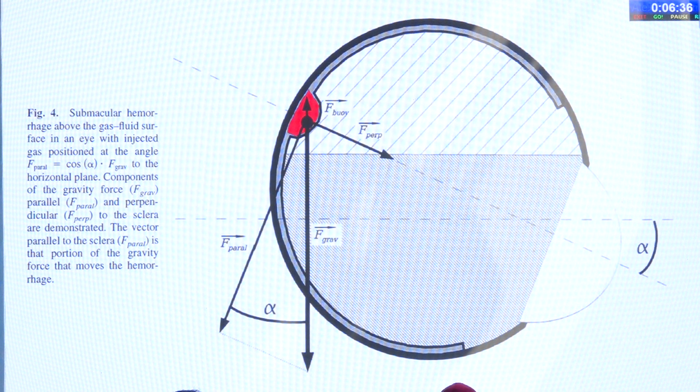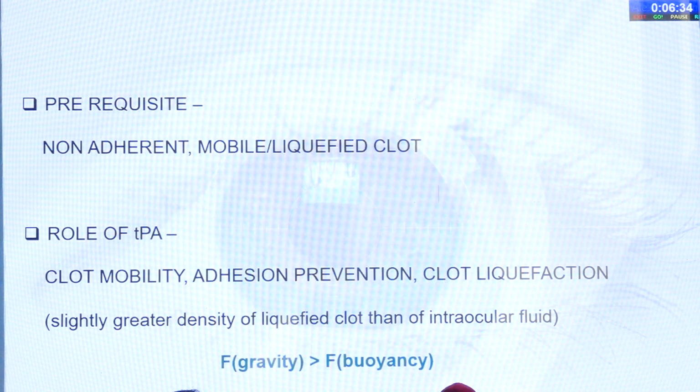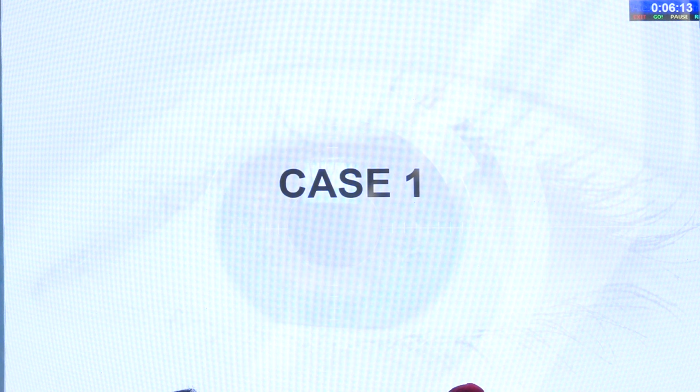Now, the prerequisite for this is a non-adherent and mobile liquefied clot, which is where the tissue plasminogen activator comes into play. It causes the clot to get mobile by liquefaction. There is adhesion prevention, and the liquefied blood has a slightly greater density than that of intraocular fluid, so the blood tends to settle down.